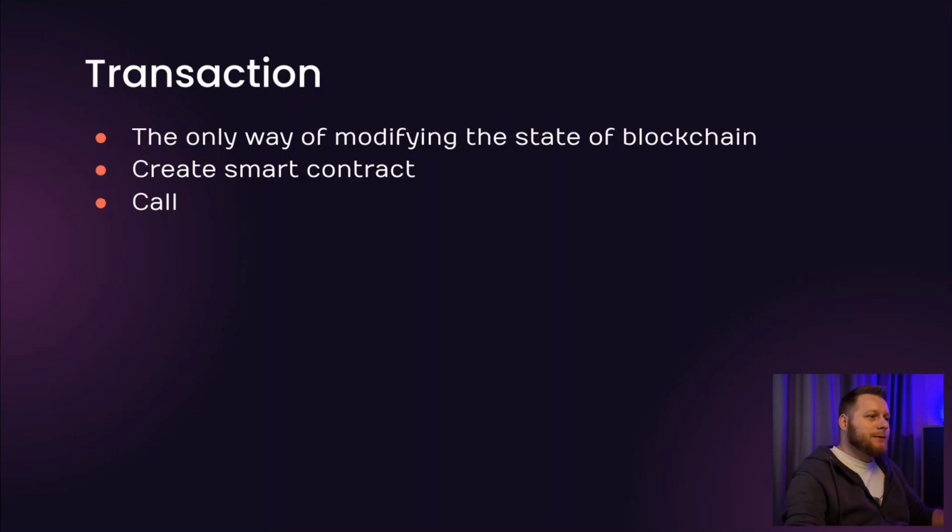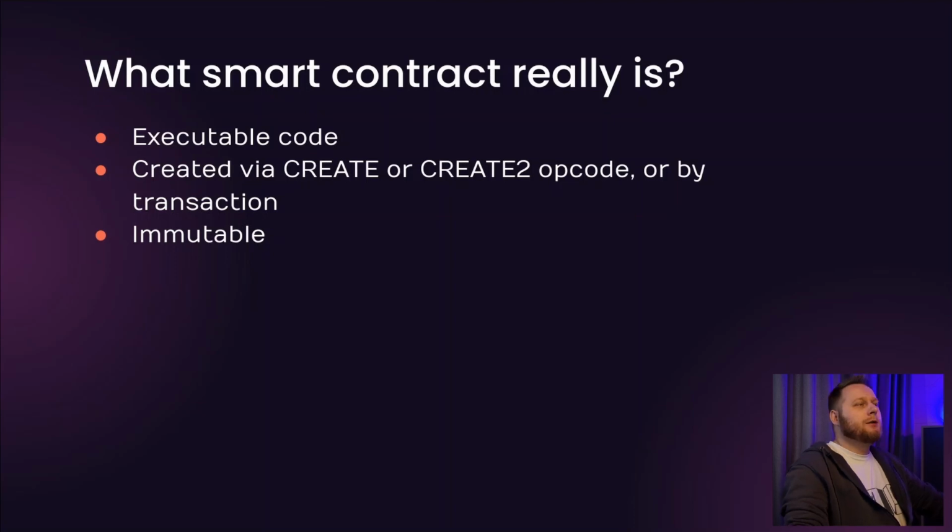Now, as I said before, the only way to modify the state of the blockchain is by using a transaction. And you have two types of transaction: creating a smart contract and calling a smart contract. But we already discussed that before. Now we did not answer in detail what a smart contract really is. It is just executable code that is created by the create opcode or by a transaction.